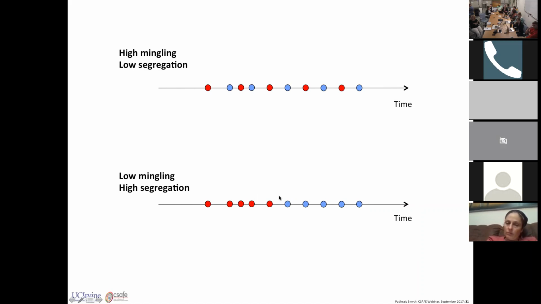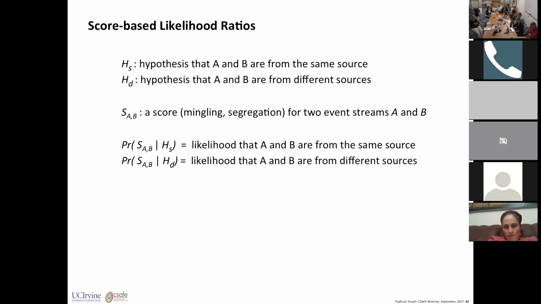So we can use these to come up with scores, and the next question is, okay, how can we calibrate these in terms of some kind of reference population? To do that, we treat these as scores and score-based likelihood ratios. So there's going to be two hypotheses. We have our red stream and our blue stream. One hypothesis is that they are from the same source. The other hypothesis is that they're from different sources.